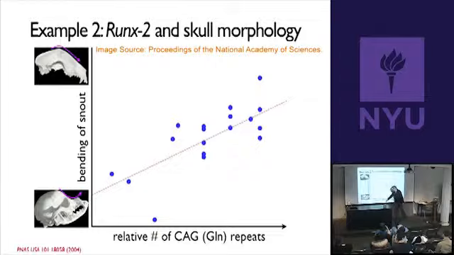And just like in the example with FLO1, where the number of repeats correlates with this phenotype, here you also have a very strong correlation. The more repeats of this RUNX2 gene you have, the more likely you're going to have a bull terrier type snout that bends down. The fewer repeats of this gene you have, the more likely you have a Chihuahua-like snout that bends up.